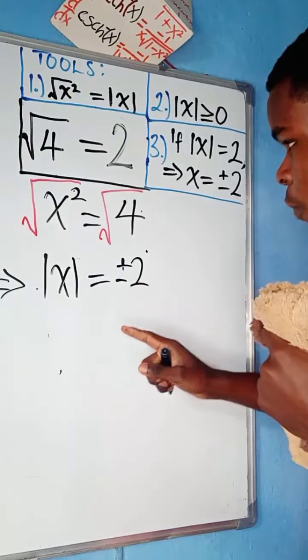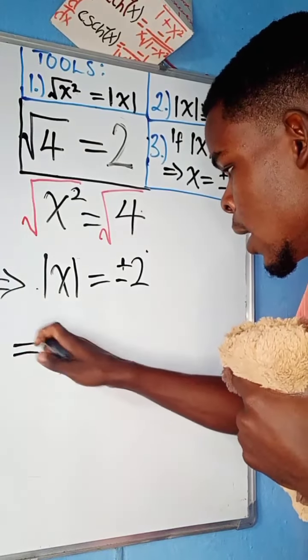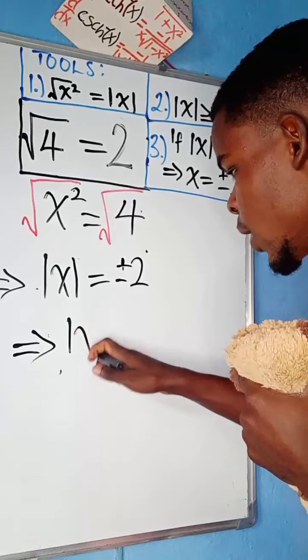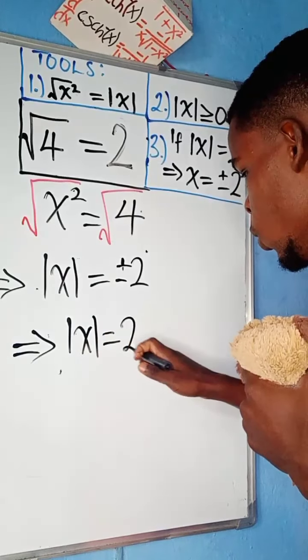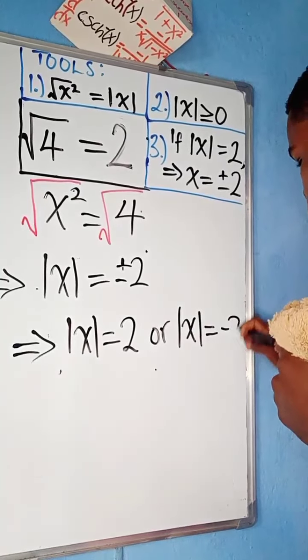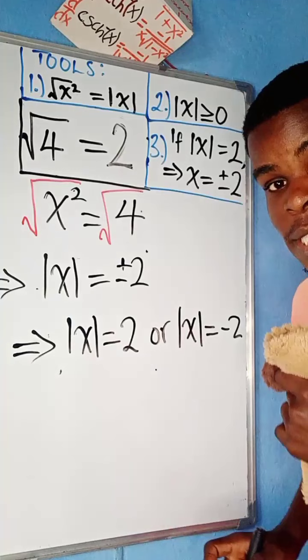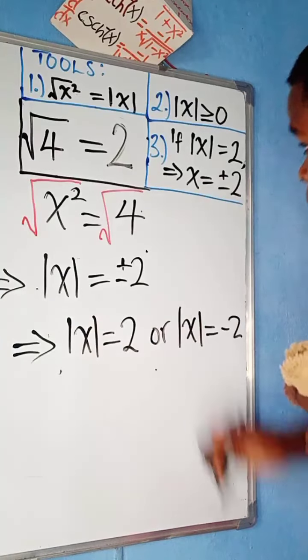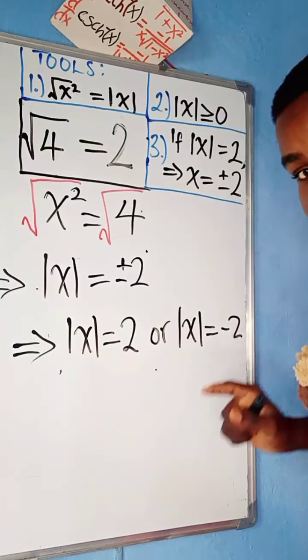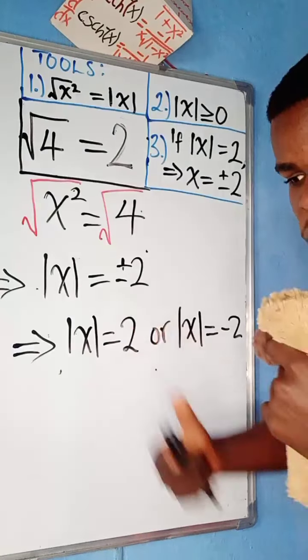Okay, take note of my statement, my language: positive or negative 2. So what that tells us is that the absolute value of x is positive 2 or the absolute value of x is negative 2. From this place, positive or negative 2. Great. So if the absolute value of x is positive 2, the third tool tells us that if the absolute value of x is equal to 2, actually I knew that I was going to get to this point. That was why I wrote the 2 first, because I didn't want us to be going back and forth.